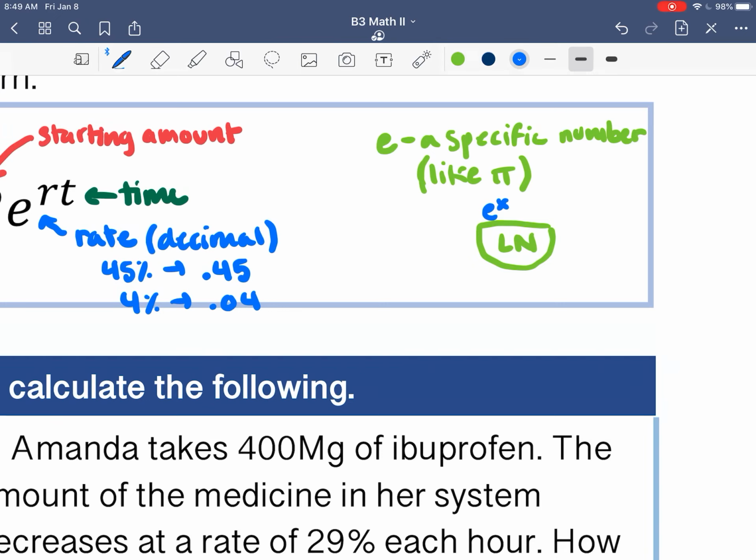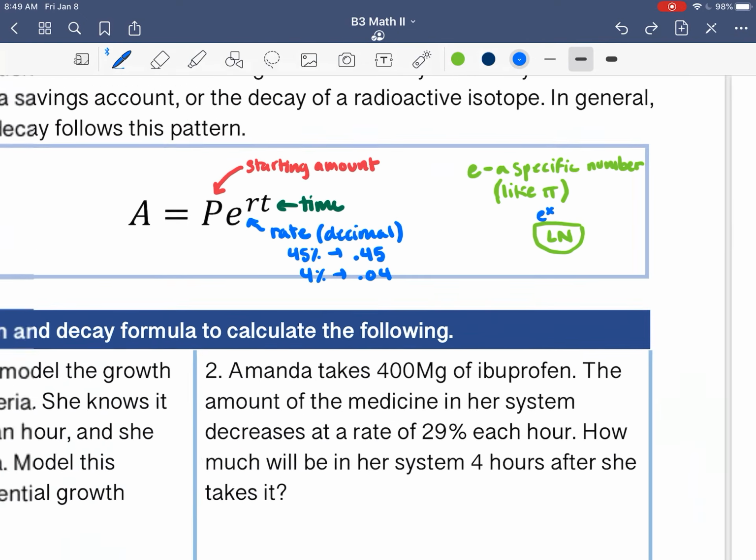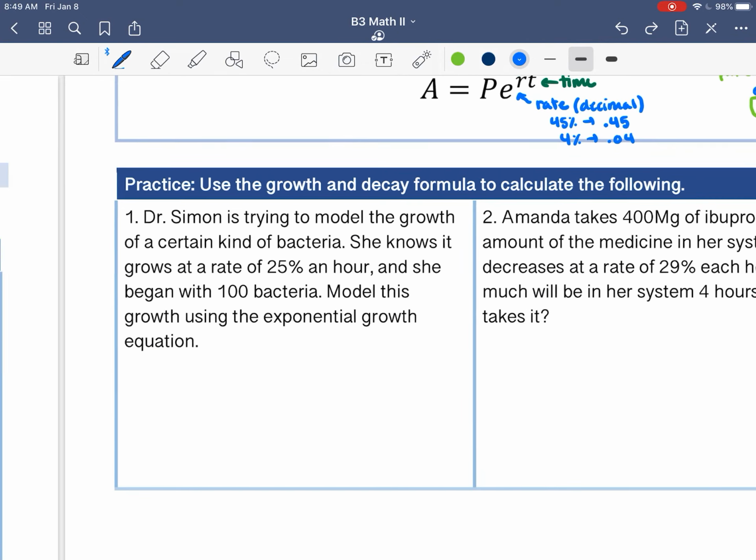So e to the x will just give you e to the power of, and then you plug in the power, which is exactly what we want. So that hopefully will be useful to you. You don't have to know what e is, you just need to find the button.